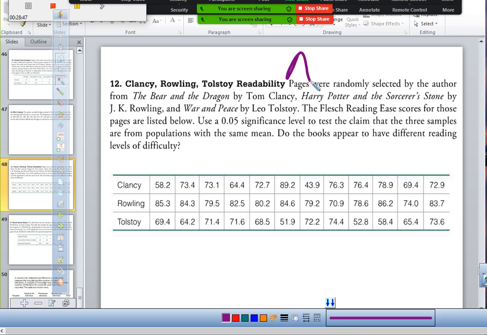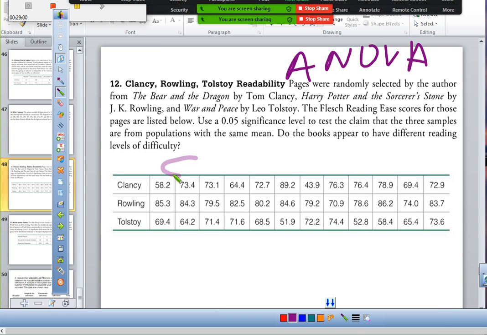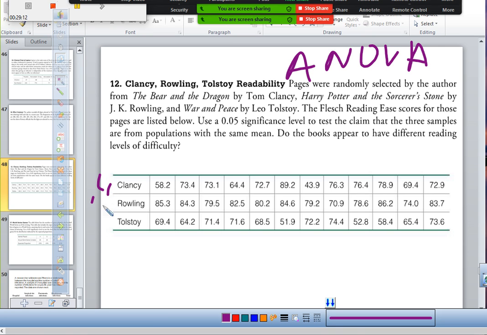This is ANOVA. How do you know? Because there's 3 different things here. These are not observed and expected. There's multiple things here, and it can't be a matrix because I have nothing up here. Do you guys see what I'm saying? So I've got lists. I've got 3 or more lists. So this has got to be ANOVA, L1, L2, L3. And the other way we know is it says mean. So that's my verbal cue, is that it says mean.